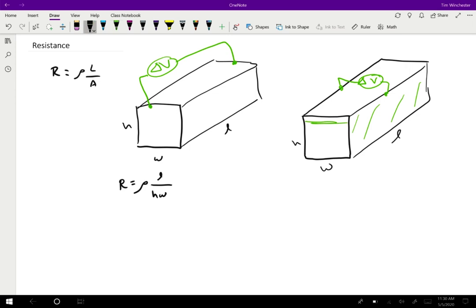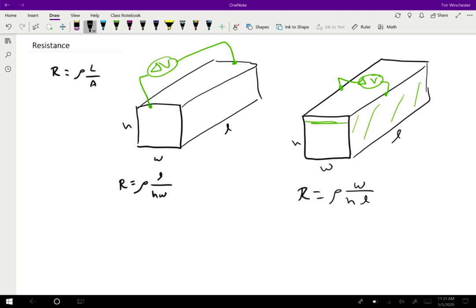Okay, so in this case, the R is going to be equal to rho times the length, which is just W, divided by the cross-sectional area, which is H times L. So as you can see, I get a totally different resistance in this case than I would get in the other case. It really depends on the dimensions of the object. All right, so when I said that resistance is a property of an object, even that's not quite true. It also depends on how we're using the object. So it really is something that can vary a lot depending on how we're thinking about it.